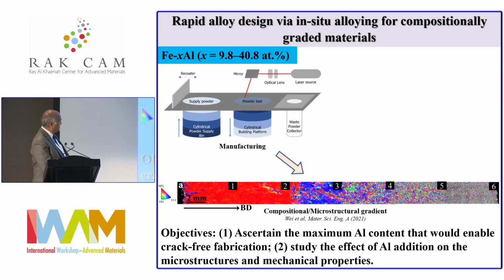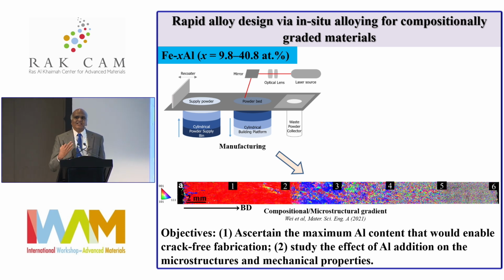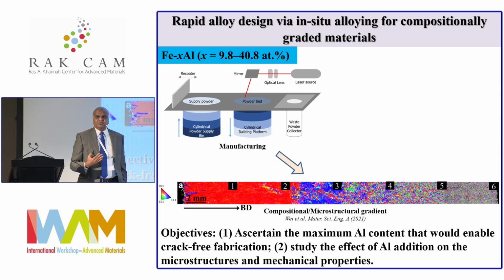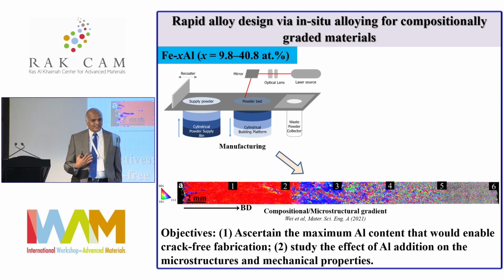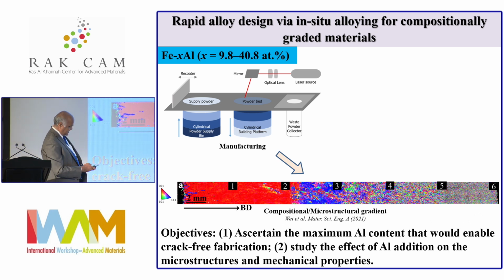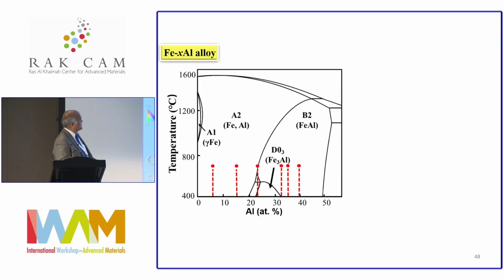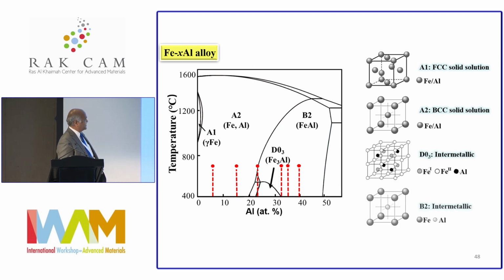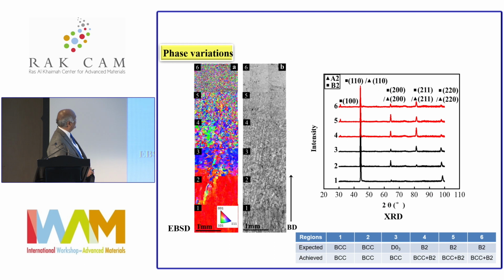So we built, this is done in collaboration with IMRE colleagues, a graded composition. And in this process, you can actually identify up to which aluminum content the iron can tolerate without cracking during 3D printing. So this is the iron aluminum phase diagram. It has all kinds of phases, you know, FCC, BCC obviously, and also intermetallic phases.